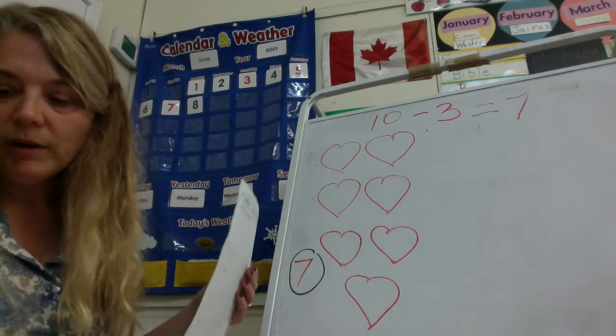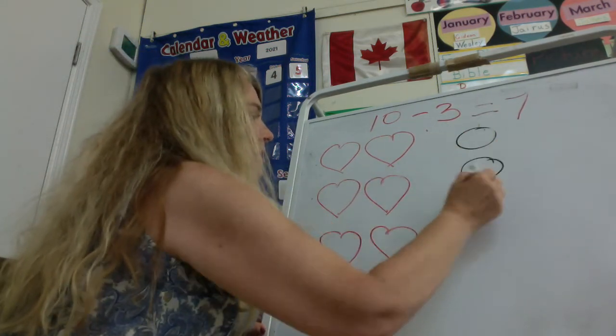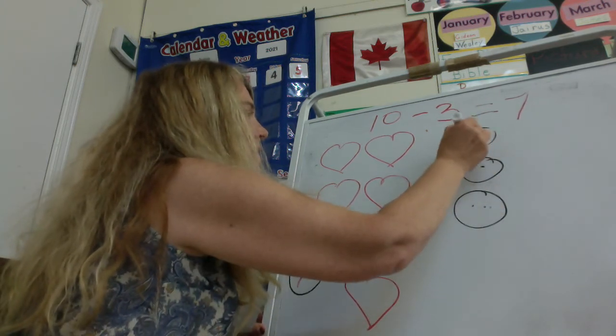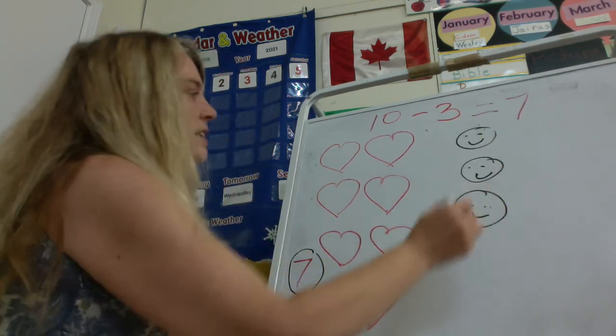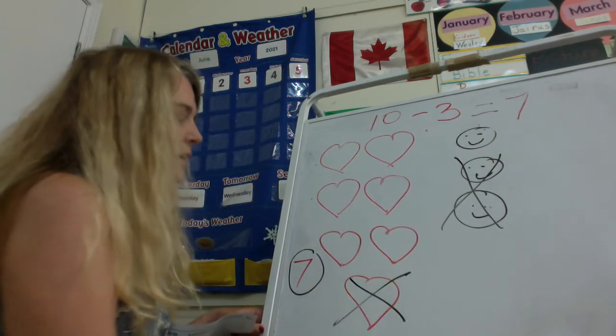We didn't have to take away all the smiley faces, though. Let's do it a little differently. There's our 3 smiley faces. How many smiley faces should we take? Let's take 2 smiley faces away and 1 heart. We'll take this one away.